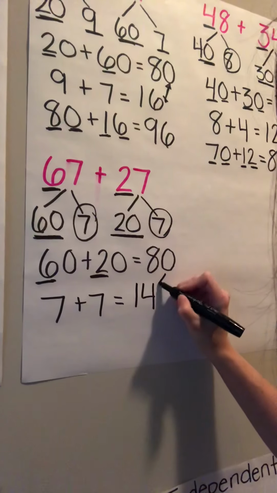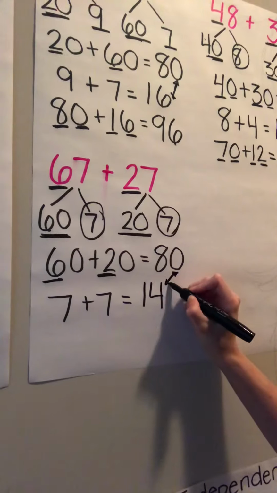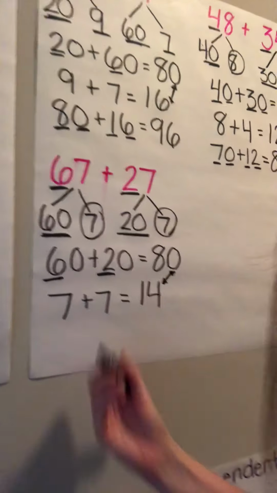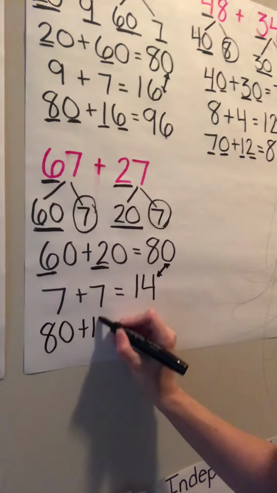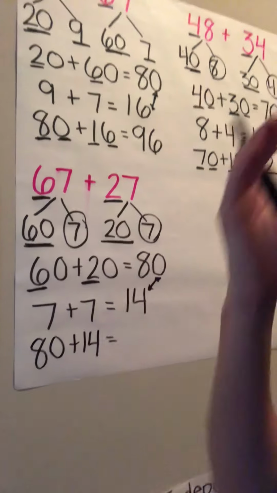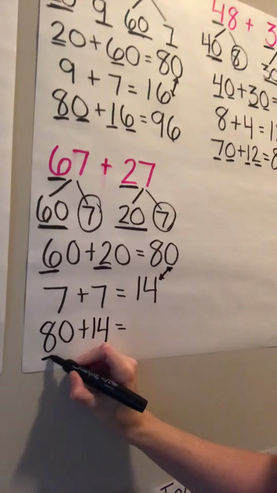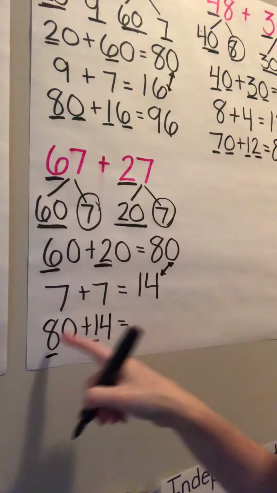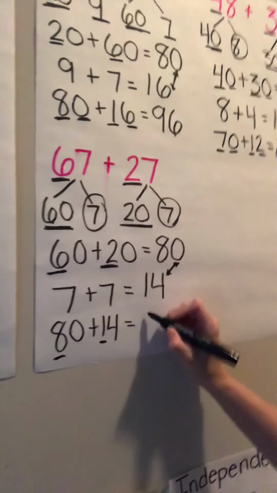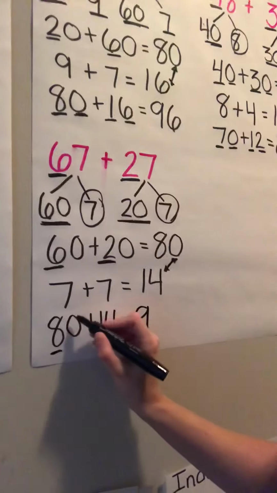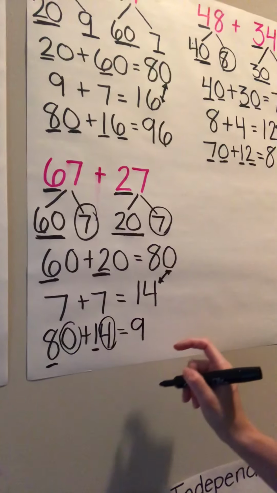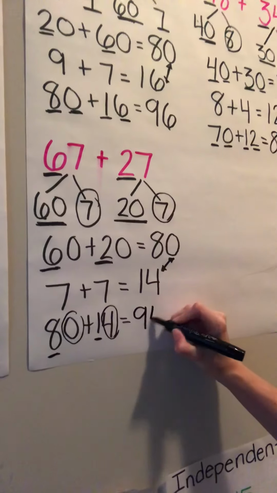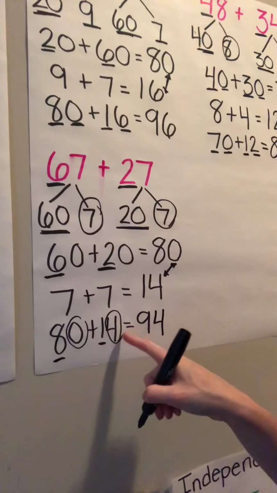Now are we finished yet? No, because we have to put what we got for these two answers together. We can't have two answers. So we have our 80 plus our 14 equals, so 8 and 1 in our tens equals 9. And now we have a 0 and a 4 in the ones place, which equals 4. So 80 plus 14 equals 94.